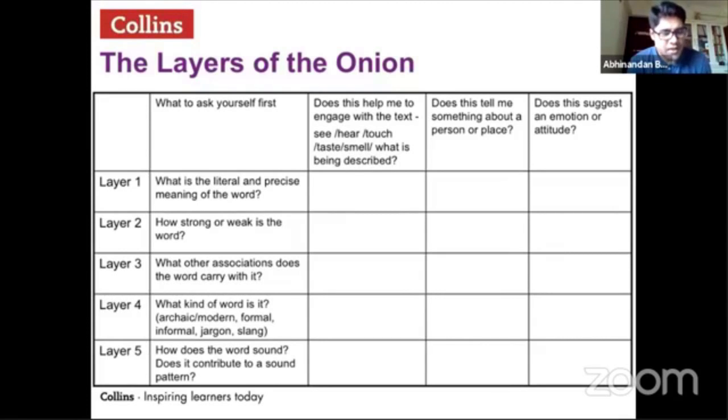What other associations does the word carry with it? Now, this again will be identified if we practice and develop the habit of looking up words in the dictionary, and we encourage our learners to do the same.